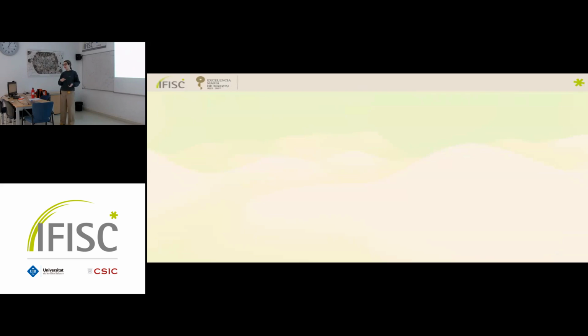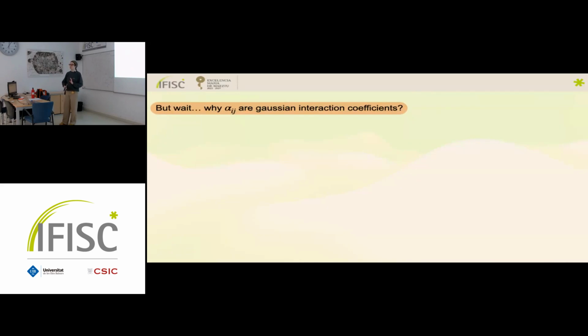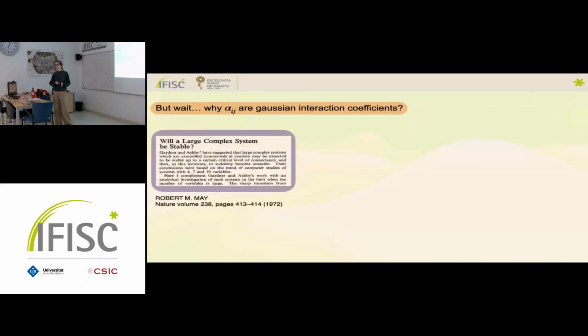So before going on, I want to focus a little bit on why the interaction coefficients are Gaussian. In order to do so, I'm gonna recap a little bit of history about the Lotka Volterra model and the Lotka Volterra studies. So we start from 1972, in which Robert May was the first one to introduce the fact that these interaction coefficients are Gaussian. Why did he do so?